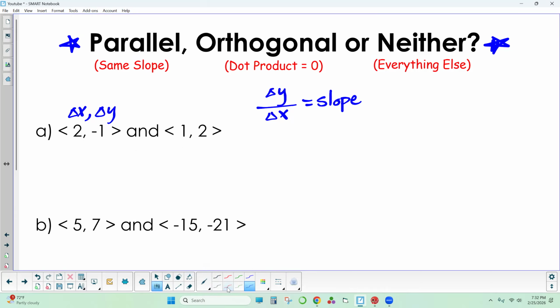All right, so we're going to take the slope of the first one, which is negative 1/2. Remember, it's y over x, and 2 over 1. Okay, what is the relationship here? Well, they're not the same, but there is a specific relationship here. They are negative reciprocals of each other. So therefore, these two are orthogonal.